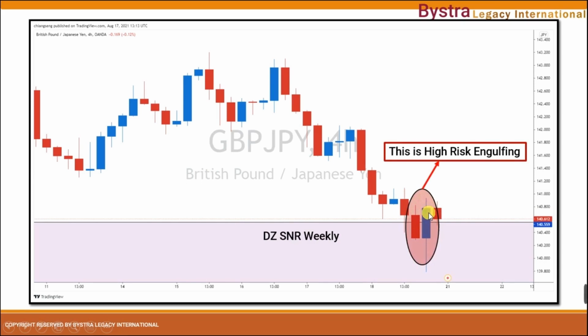If it were me, I wouldn't consider this as a good rejection. Remember, in the basic engulfing class that we learned, this is the bullish engulfing of the high risk type. If there were another bullish candle here, a Marubozu, then yes, I would take it as a good rejection. But now it's showing a red candle. No, it's very high risk.